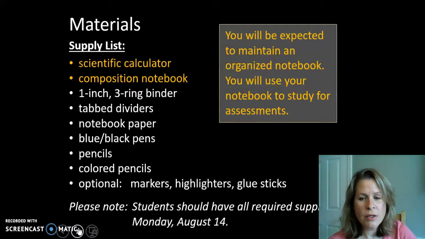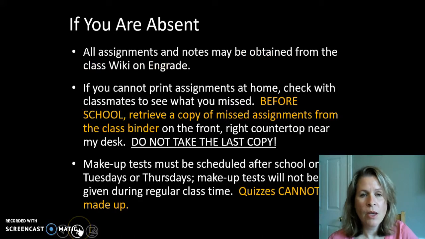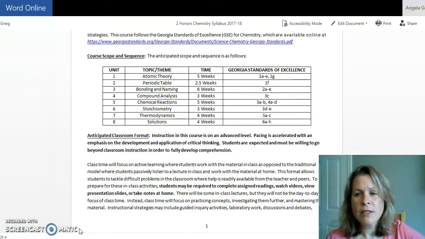And then the rest of that is what you had for biology last year. So you need a binder to hang on to all those loose papers. Dividers will help you stay organized, paper, pens, pencils, all that good stuff. Anyway, the sooner the better, but at least you need to have all of those supplies ready by Monday, August 14th. All right, so moving on down the syllabus.